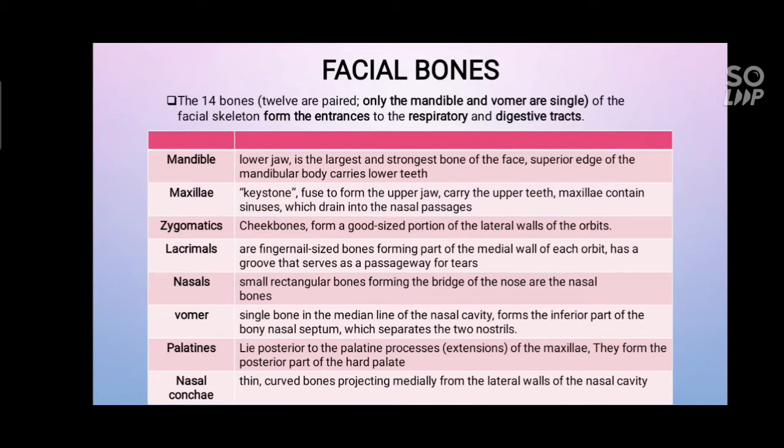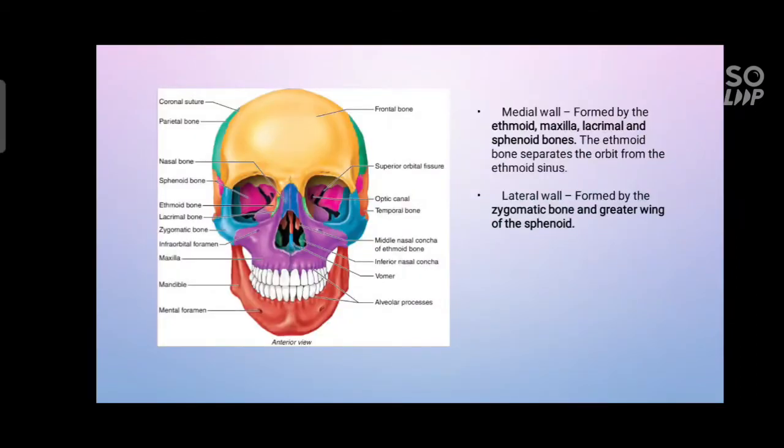While yung nasal conchae naman, it is a thin curved bones projecting medially from the lateral walls of the nasal cavity. So they increase the surface area of these cavities, providing rapid warming and humidification of air as it passes to the lungs. We have here an illustration for the skull sutures and as well as the facial bones.